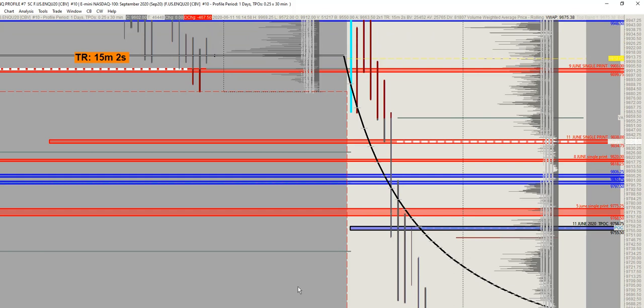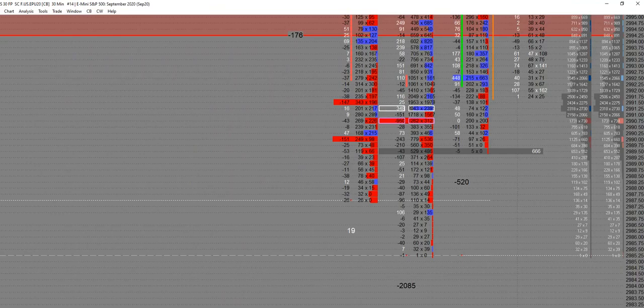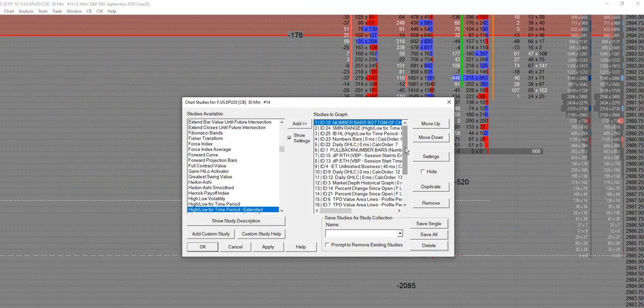I believe the other question was in regards to footprints. Here we are. This is my 30-minute footprint. The way we can have footprint on Sierra is, don't really pay attention to all of this, but I have the initial balance high and the first 5 minutes range always on my charts. And it's basically, sorry, I'm looking for it.